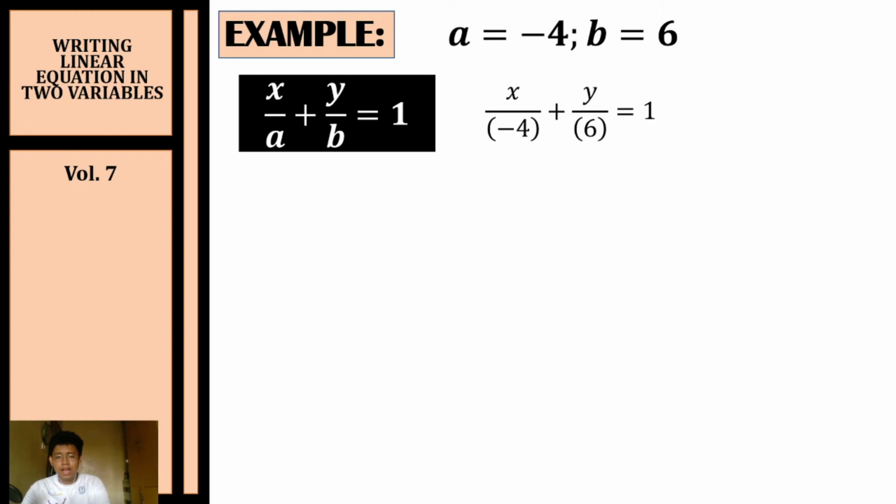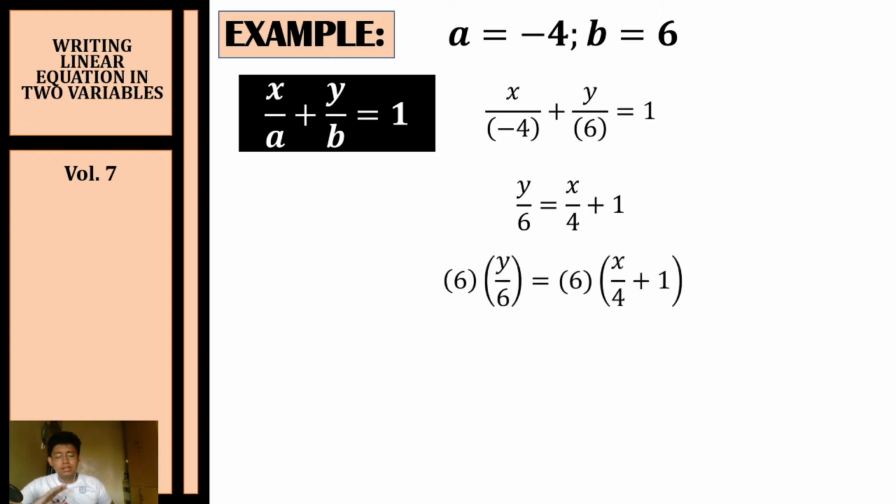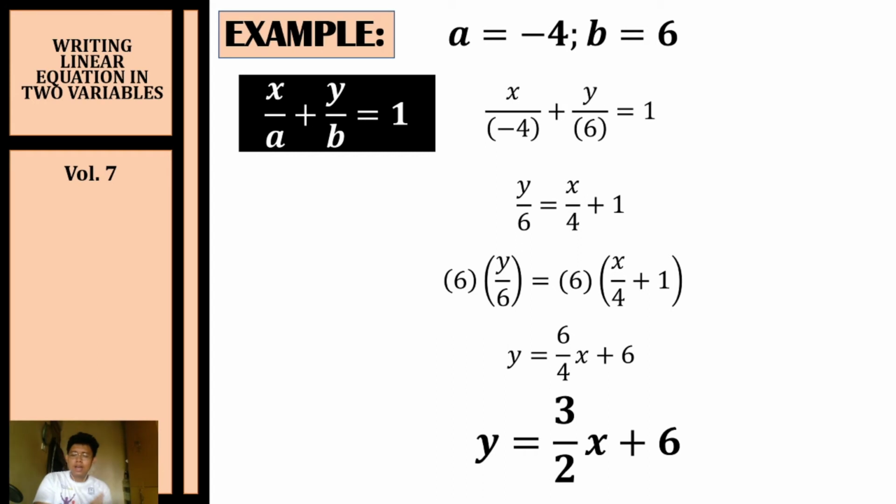Now let's transfer x over negative 4 to the other side by adding both sides by x over 4. So add both sides by x over 4. We have y over 6 is equal to x over 4 plus 1. Then from there, let's multiply both sides by 6 to eliminate the denominator of our variable y. So we will have y is equal to 6x over 4 plus 6. Now, let's simplify if possible. Since we can simplify 6 over 4, we have the equation of the line, which is y is equal to 3x over 2 plus 6.